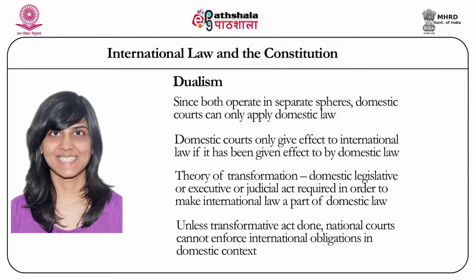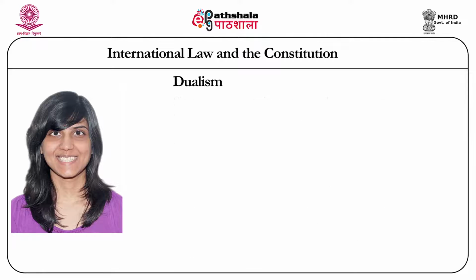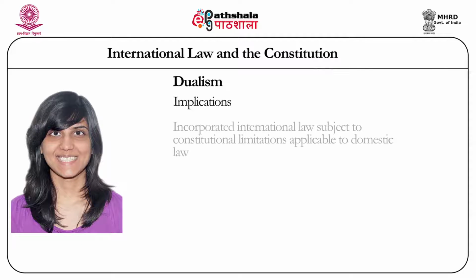The exact nature of the domestic action that is required is determined in accordance with domestic law. So, domestic law will set out whether legislation or executive action or judicial action is required in order to incorporate international law into domestic law. There are several implications of the dualist position on the treatment of international law under domestic law. For instance, since international law can only be applied by national courts if it has been transformed into domestic law, such international law will be subject to all the constitutional limitations that are applicable to domestic law.